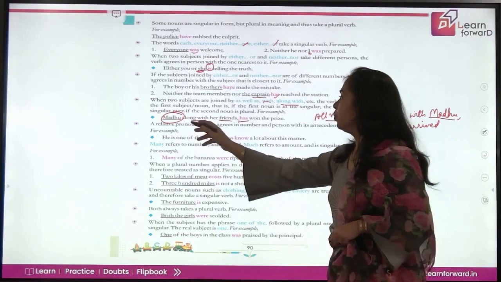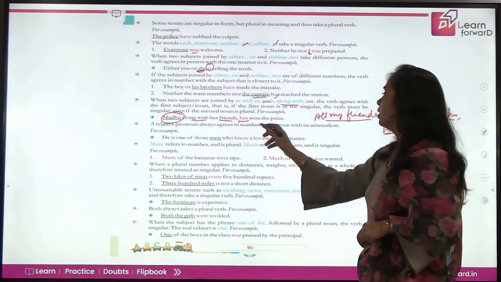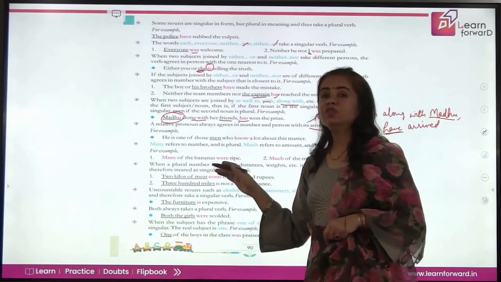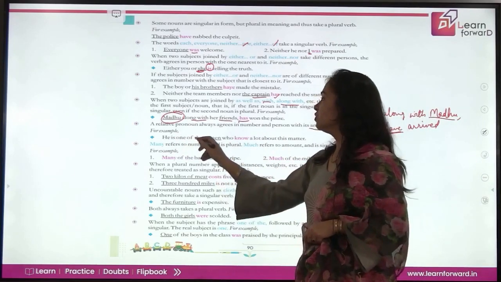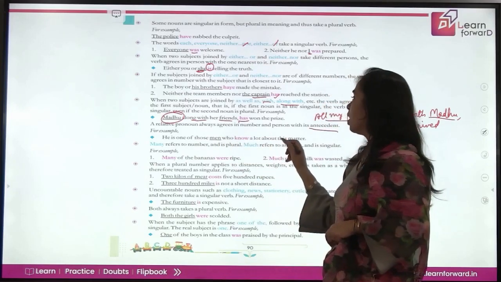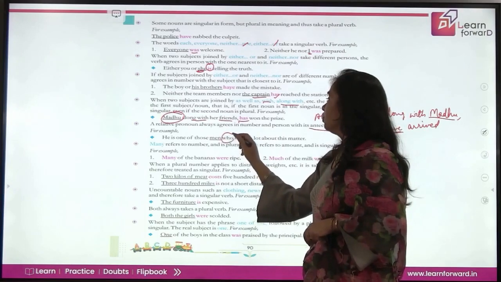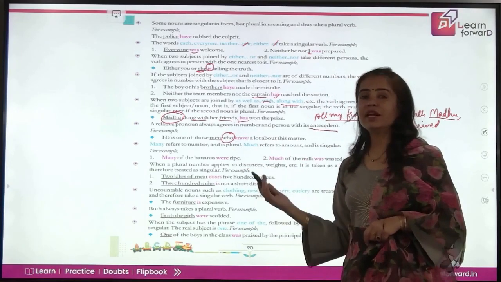Now, a relative pronoun always agrees in number and person with its antecedent, meaning the noun which is being described. Like, he is one of those men who know a lot about this matter. So the relative pronoun here is who, and what is the antecedent here?